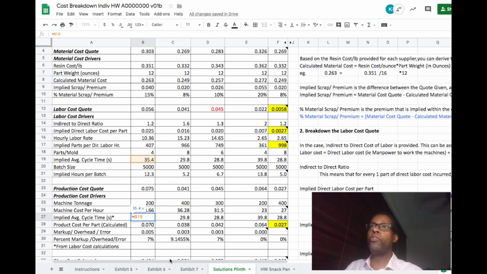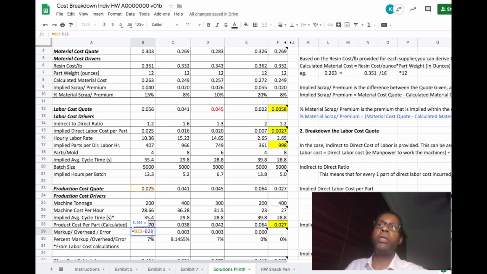Next we go into the production cost per piece. So we take our B26, which is our machine cost per hour, divide that by the number of parts per direct labor hour, and we're getting our product cost or production cost per part. Then what's the markup or overhead? And so percent markup is here. So we take what's the difference between the cost quote versus what we had calculated through, and we see that they were taking a 0.005.